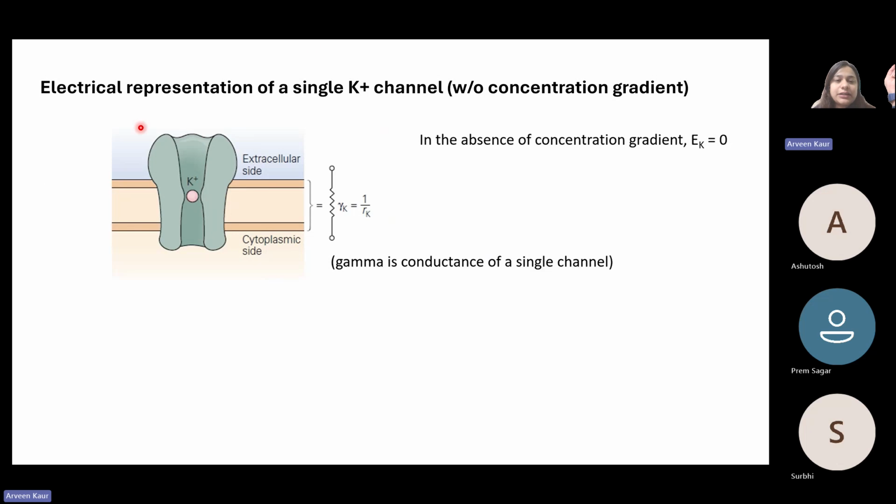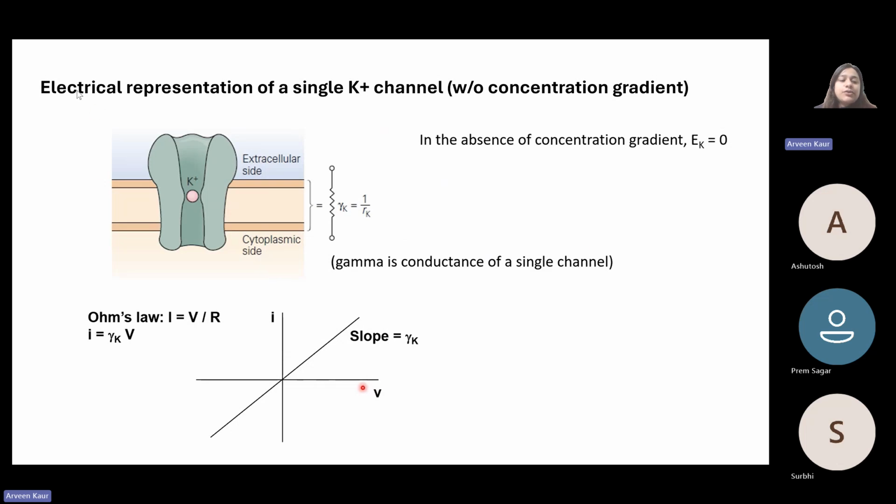So if you take this representation of a K plus channel without the concentration gradient, if you only consider an electrical gradient, so in absence of a concentration gradient, the equilibrium potential of potassium, for instance, is zero. So this is the extracellular side, and this is the cytoplasmic side. This is again the conductance of a single channel. The conductance of the single channel is the opposite of its resistance. So conductance is 1 by R. It is the opposite of resistance. So that is what is written over here.